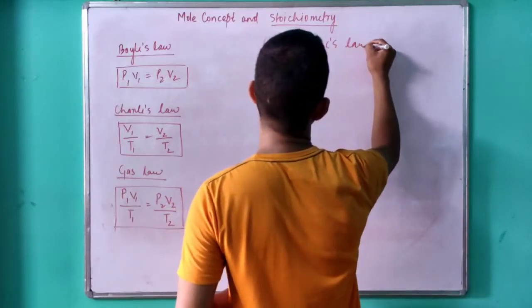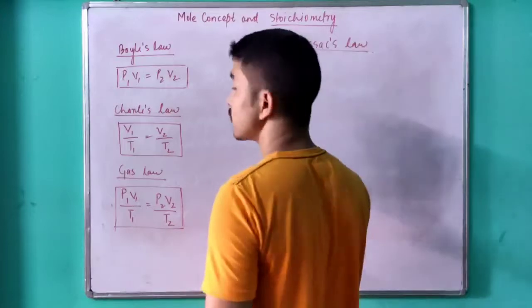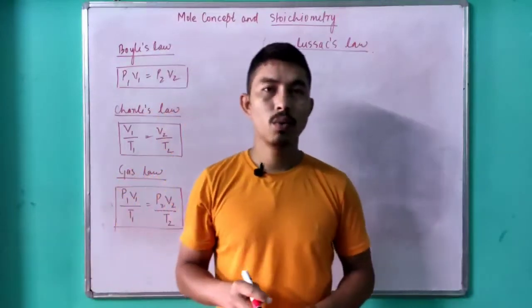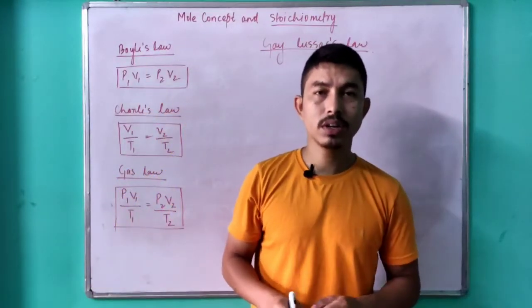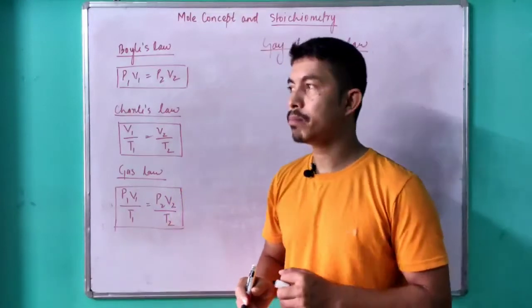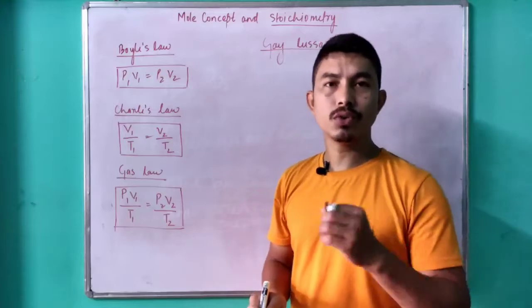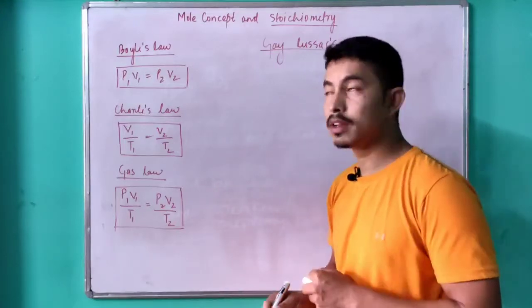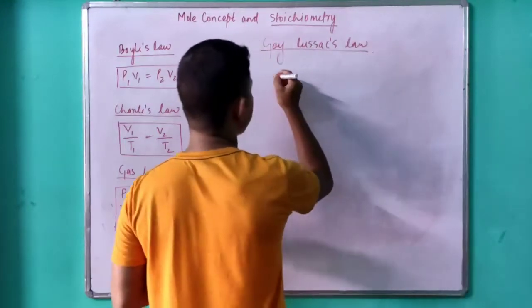Gay-Lussac's law states that whenever gases react, they do so in volumes that always bear a simple ratio to one another and also to the gaseous product. So what does this mean? Let us understand with the help of a simple example.